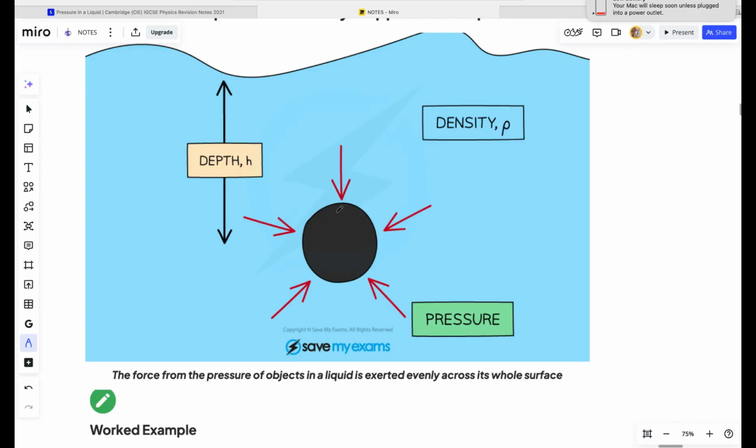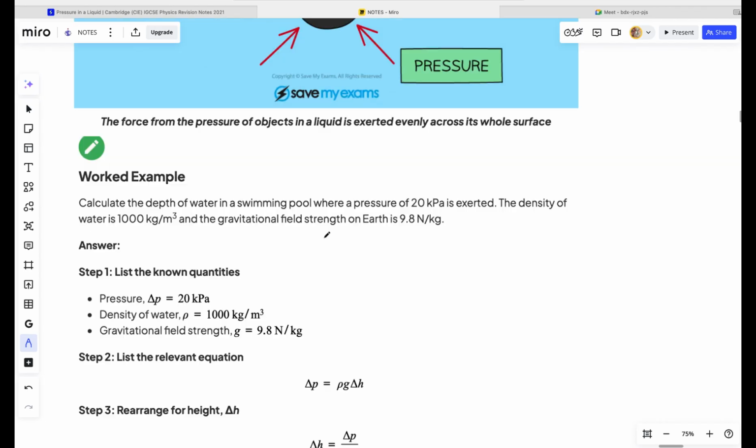Pressure acts in all directions. So we say pressure in a liquid acts in all directions. If you have a metal and you put it in the water, the pressure of the liquid will act on the metal from all directions.